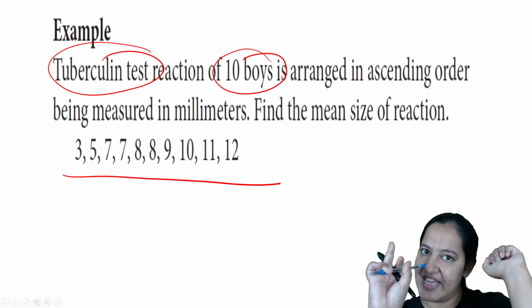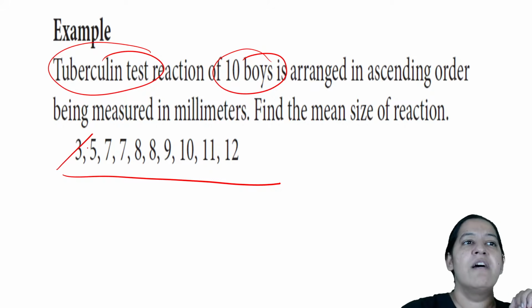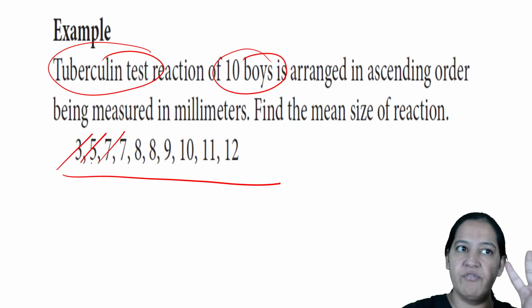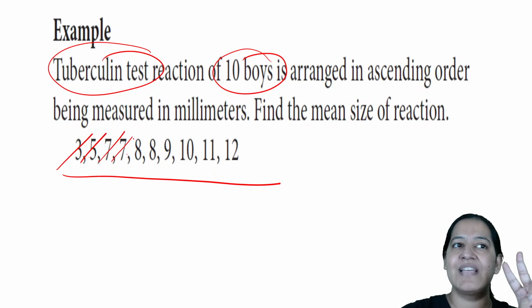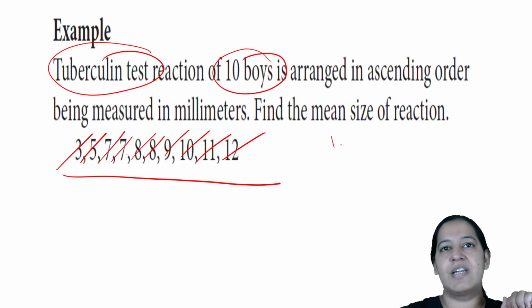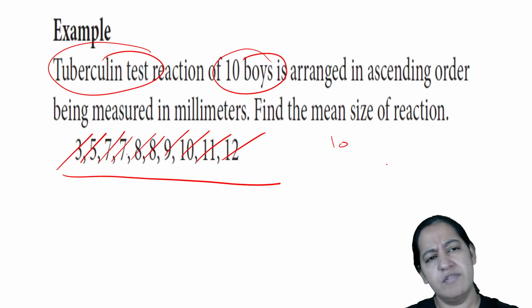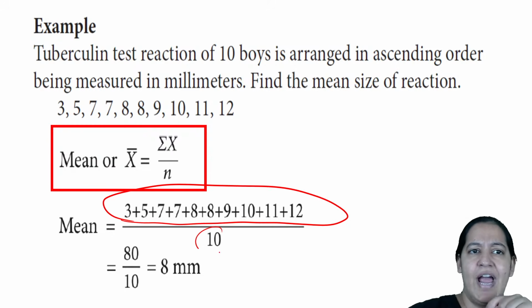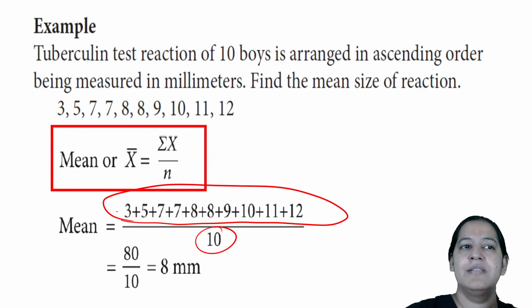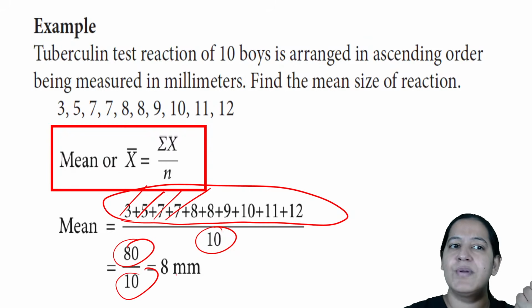It is in millimeters. We take a scale and measure it, whether it is 3 millimeter, 5 millimeter, 7 millimeter, as you can see in the question. Our first boy has 3 millimeter, second has 5, third and fourth have 7, 7, then 8, 8, then 9, 10, 11, 12. So you have a set of 10 data. What is the mean? Simply add all of them, all 10 values, and divide by 10. I'm not doing the addition, it will take time. Just add 3 plus 5 plus 7 plus 7, and so on. It will be 80 by 10, so it is 8 millimeter.